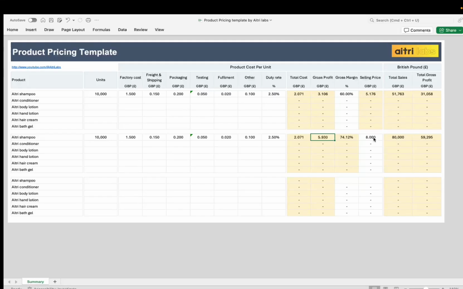In the last scenario, we're trying to figure out what our target cost would be. So if things are hard for Aitri shampoo, they're not doing really well, and I want to know if I was to reduce my selling price, would I still hit my target cost? If I want to work towards a selling price of £3, but I'd also like to still make some decent margin. In this case, decent for me is 40%. So my target cost there is £1.80.